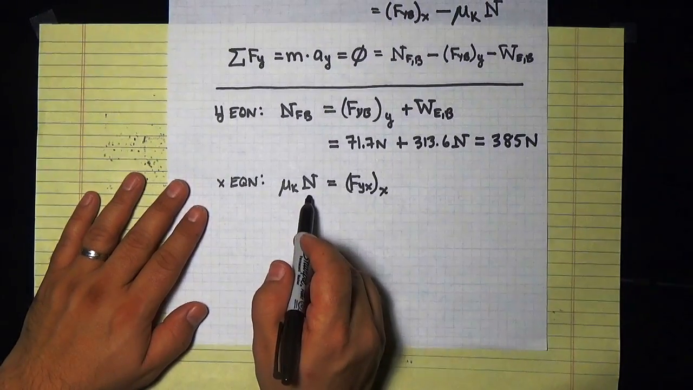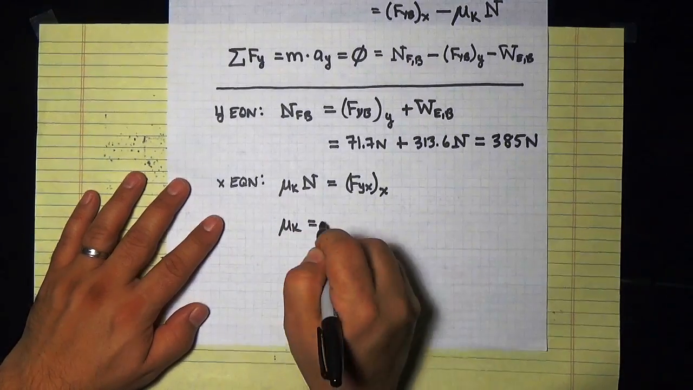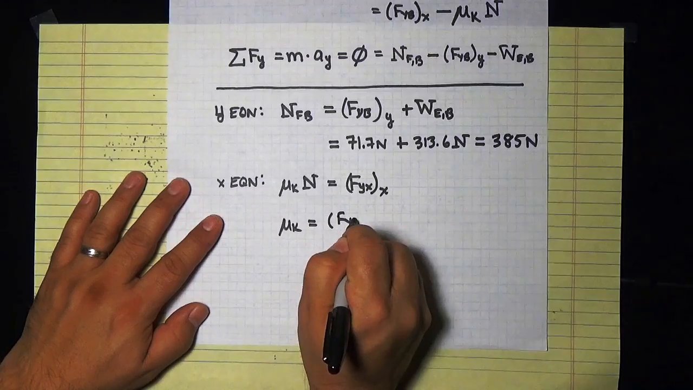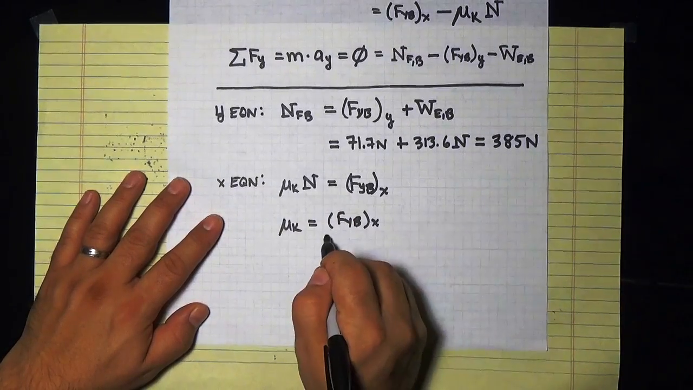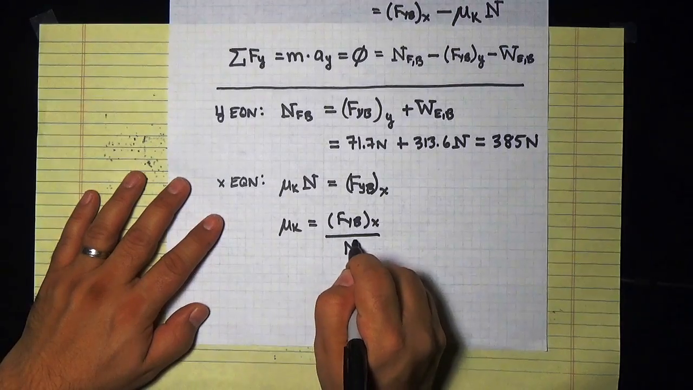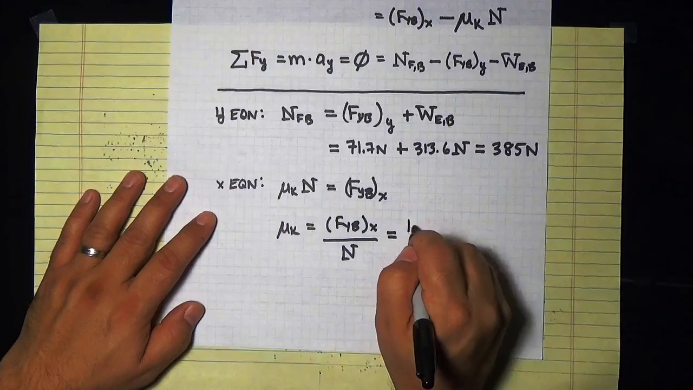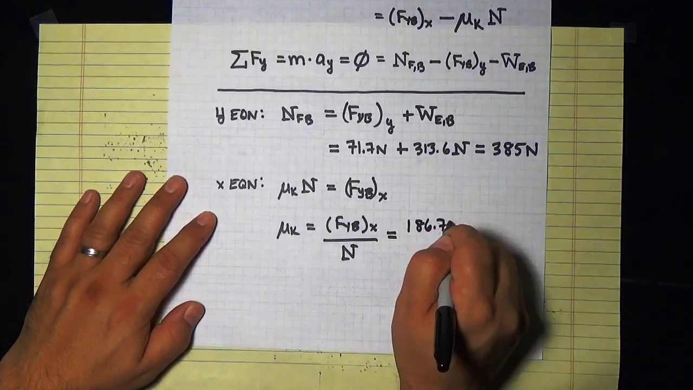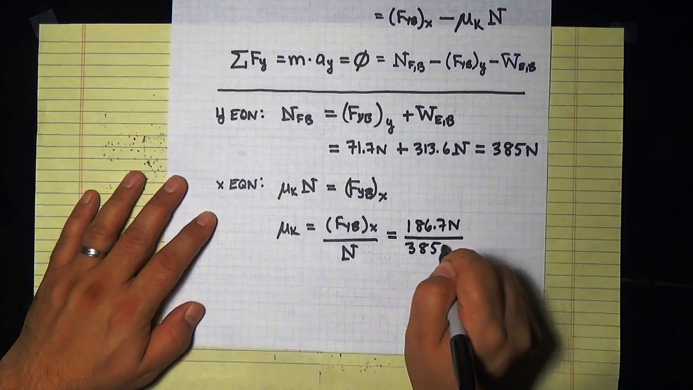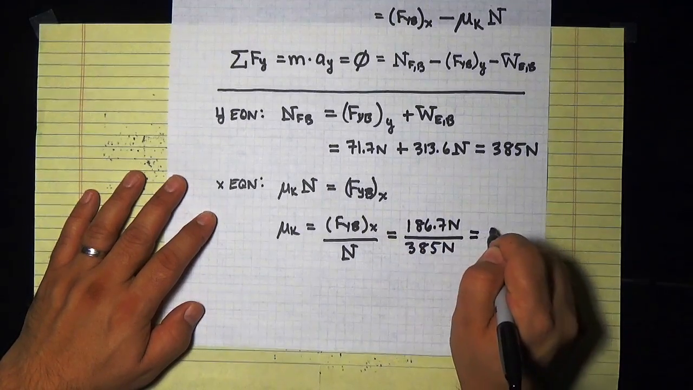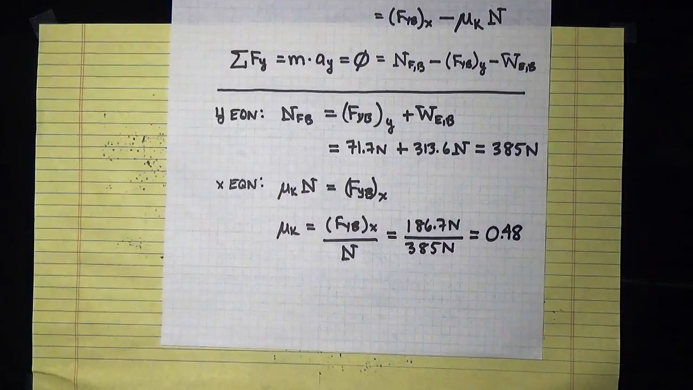Okay, so if I solve this equation for the kinetic coefficient of friction, I find that that is the force that you exert on the box in the x direction. That should have been a b up there, divided by the magnitude of the normal force. At this point, I know both of those numbers. That's 186.7 newtons divided by 385 newtons. And so the coefficient of friction in this case is 0.48.